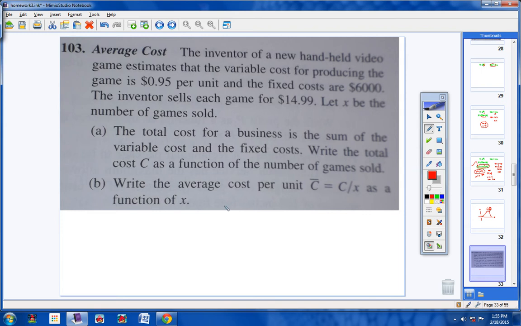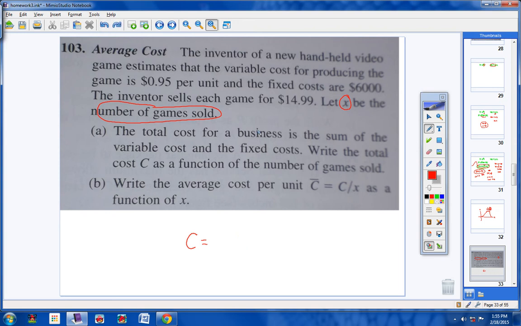They want a function that has c over here. Then over here, you want to have x because x stands for the number of games that are sold, okay? And we want a function, c is a function of number of games sold. So c is a function of x. And to be honest with you, that's pretty simple.